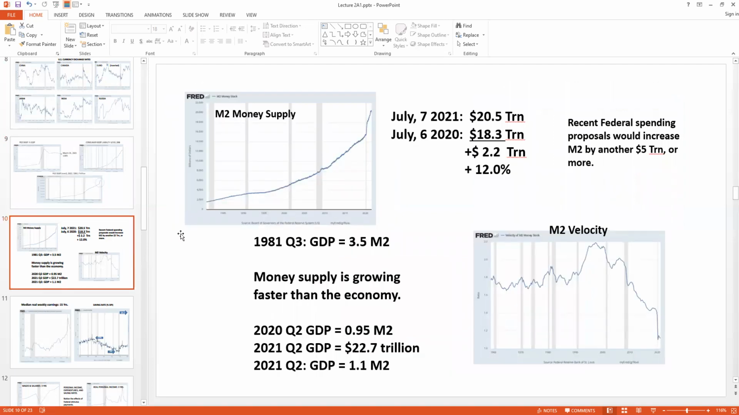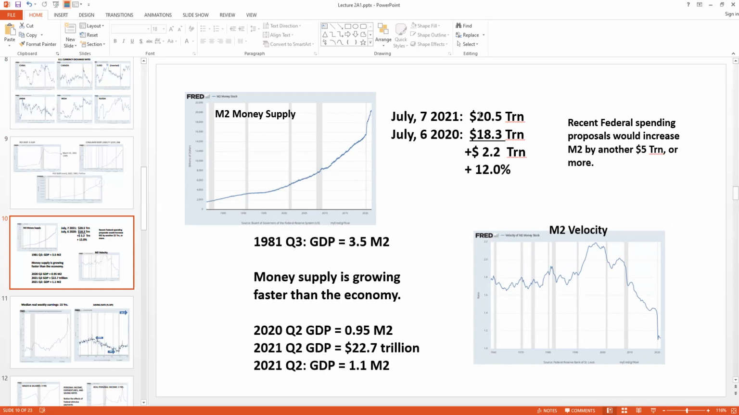So here's another way to look at it. In July of this year, the money supply, that is currency in circulation and short-term debt.